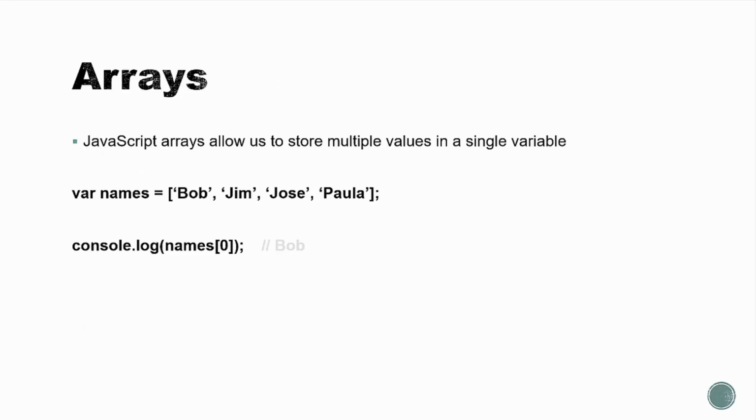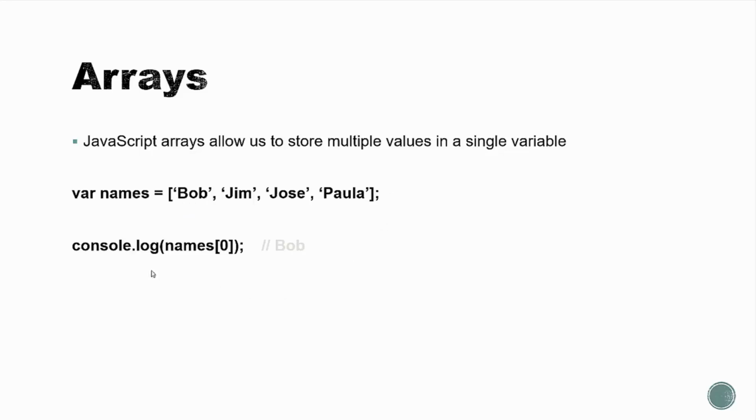Arrays. So if you have any experience with any other programming languages, then you probably have used arrays before. They allow us to store multiple values into a single variable. So in this example, we have a variable called names, and we're setting it to an array with 4 different names. Notice that it uses square brackets, and if they're strings, they have to be in quotes. If they're numbers, they don't have to be.